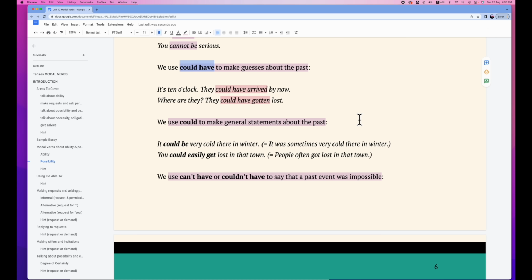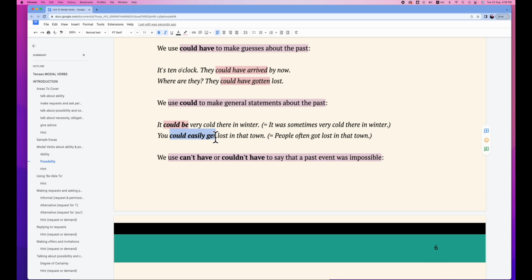We could also use the word could to make general statements about the past, not just a guess. It could be very cold. Could be very cold is talking about how sometimes it was very cold in the winter there. And you could easily get lost in that time. People often got lost in that time.